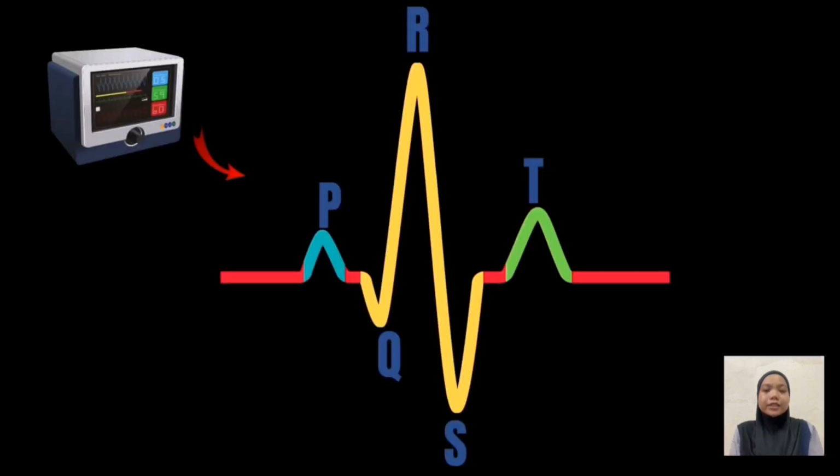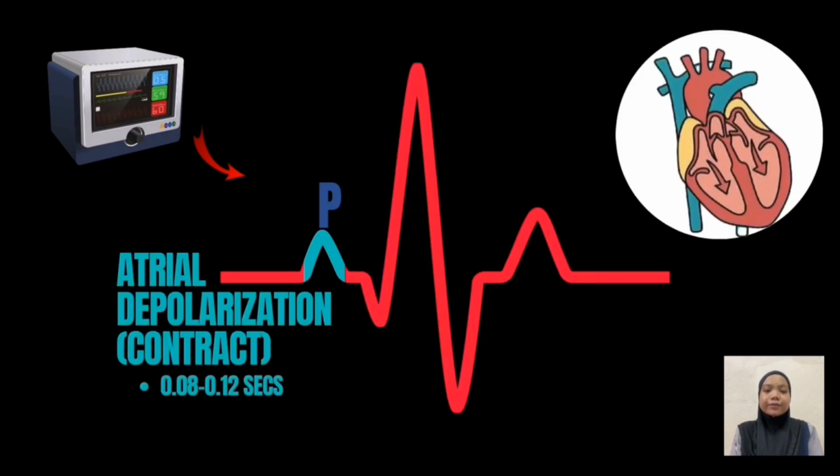ECG graph mainly consists of P-wave, QRS complex, and T-wave. The P-wave represents atrial depolarization. QRS complex signifies ventricular depolarization, and T-wave indicates ventricular repolarization. First is the P-wave. P-wave is the first deflection on the ECG. It represents atrial depolarization, the electrical activity that triggers the contraction of the atria. It typically lasts around 0.08 to 0.12 seconds.